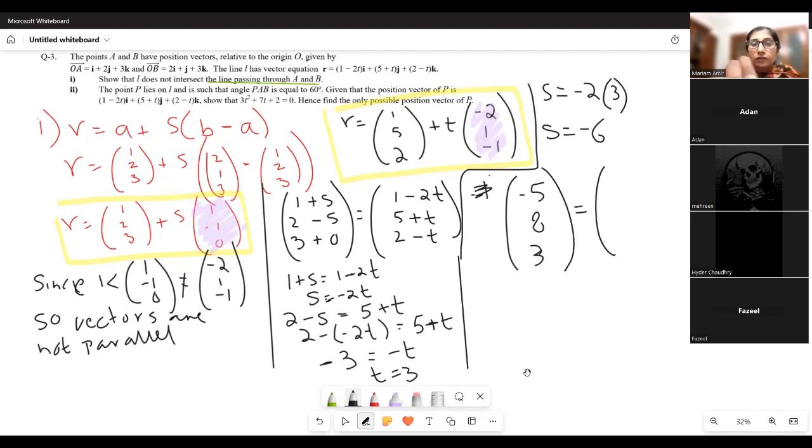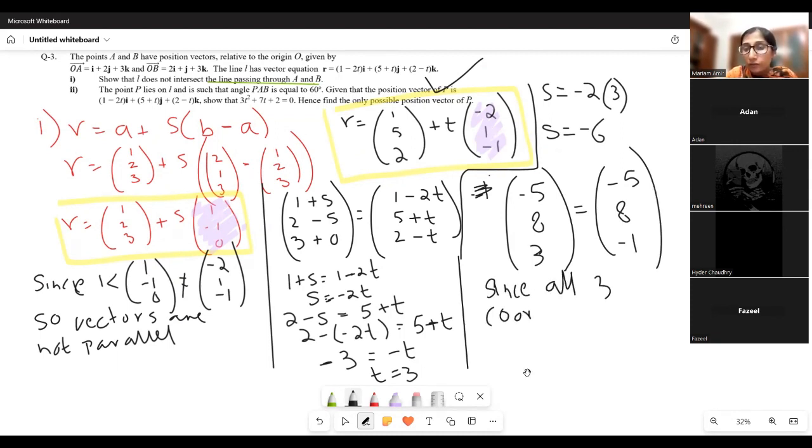Now, substitute t here. So t is 3. So 1 minus 6 is minus 5. 1 plus 3 is 4, and 2 minus 3 is minus 1. Since all three coordinates are not equal, hence the lines do not intersect.